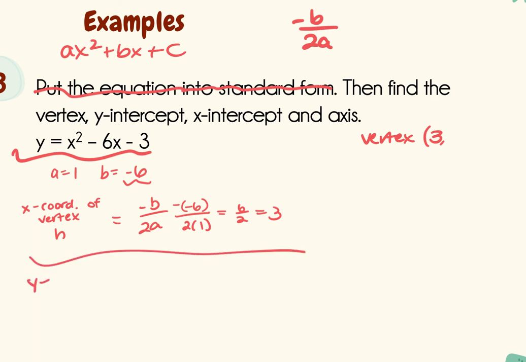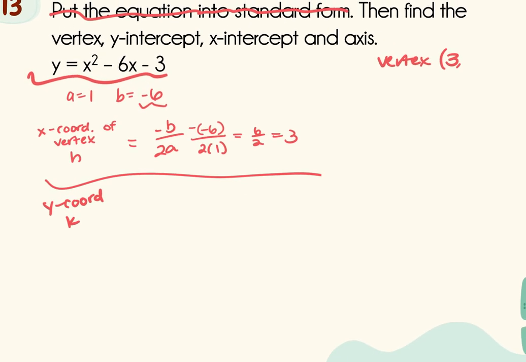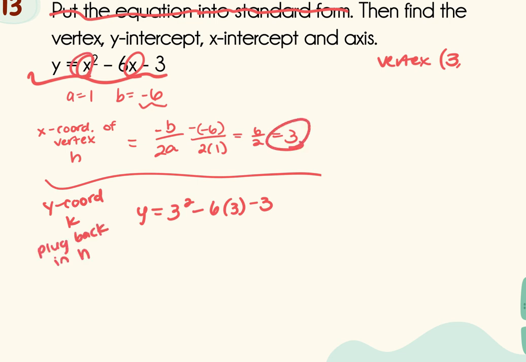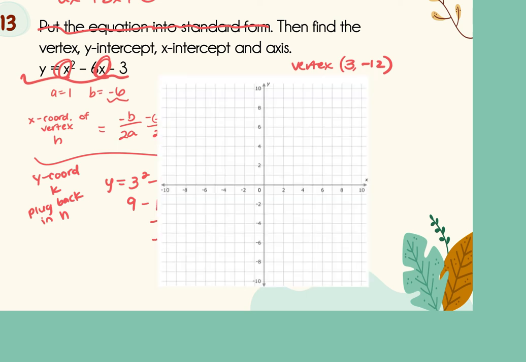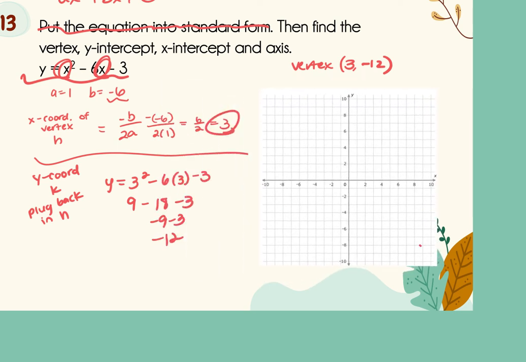Now, to find the y coordinate, or the k, we're going to plug that x back into these x's. And then we plug it back in to get the y. So y equals, from here, I'm plugging back into these x's. So 9 minus 18 minus 3 is negative 9 minus 3, which is negative 12. And that's the y coordinate of your vertex. So I can plot those. 3, negative 12 is going to be down here.